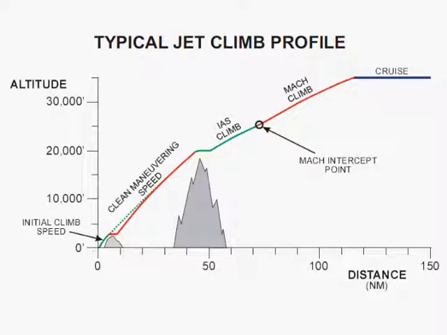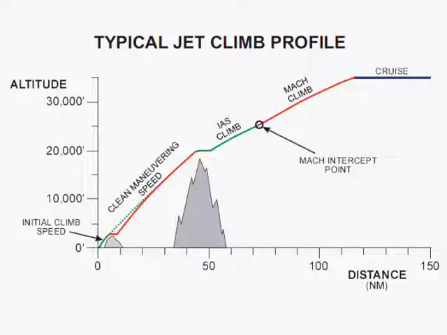This procedure shows that the initial climb speed after rotation is utilized to clear obstacles in the immediate vicinity of the airport. Then an acceleration to clean maneuvering speed during flap retraction is accomplished. After all obstacles have been cleared, an acceleration to the best rate of climb airspeed is begun, followed by the transition to a Mach climb at the Mach intercept point, where the climb is continued to cruise altitude.